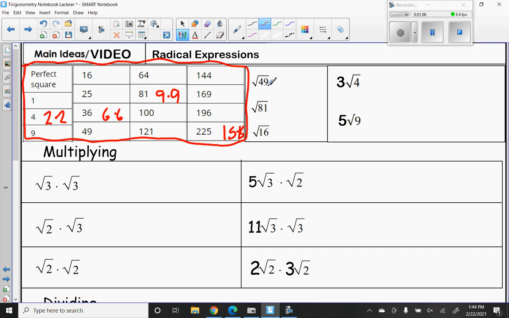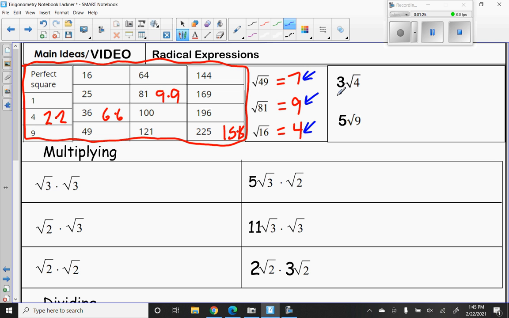Okay, so the square root of 49, we would just say 7. The square root of 81 would be 9. The square root of 16 would turn into 4. And these are whole numbers, okay? A whole number 9, a whole number 7, and a whole number 4.